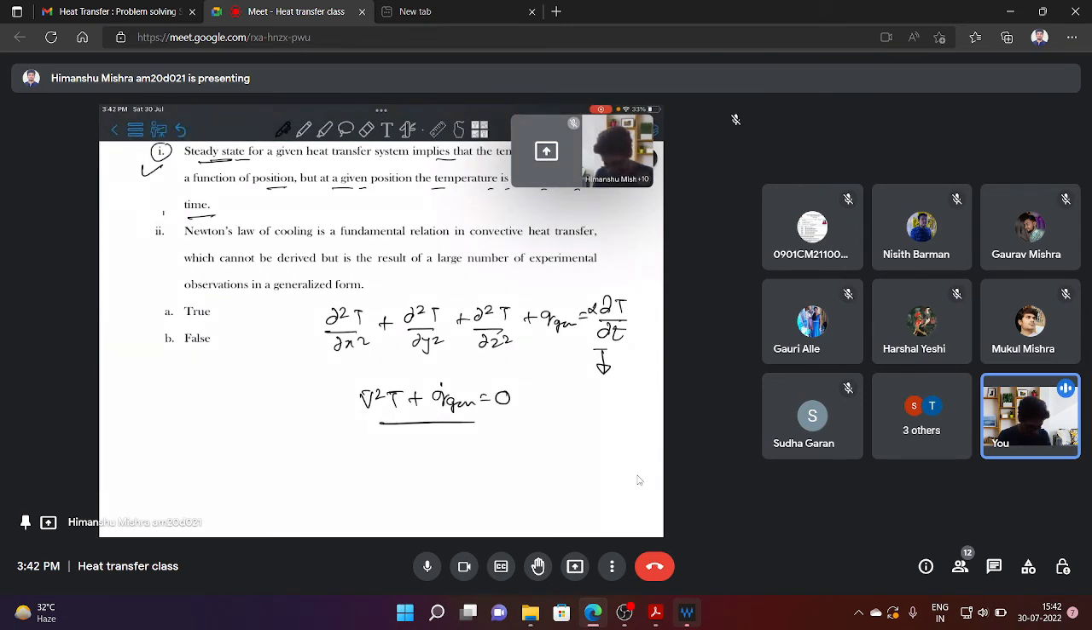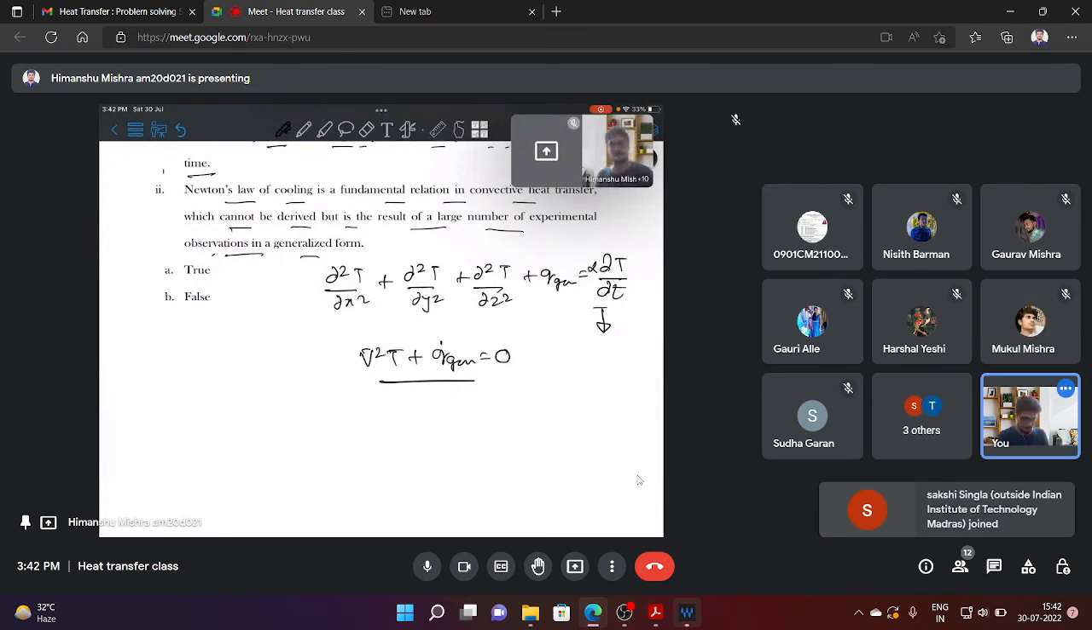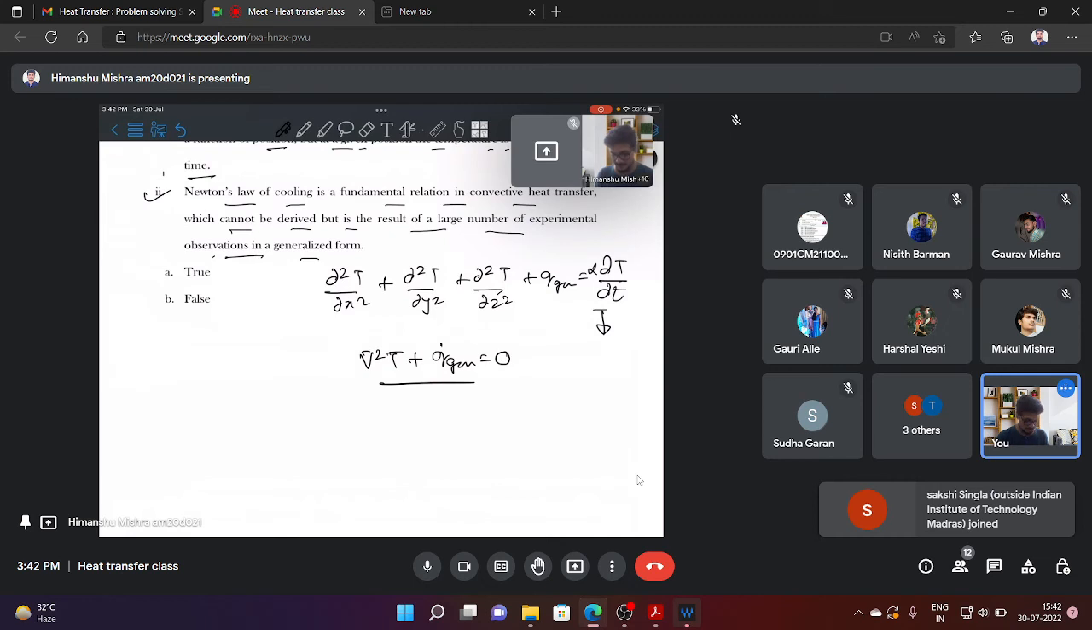The second statement tells us that Newton's law of cooling is a fundamental relation in convective heat transfer, which cannot be derived but is a result of a large number of experimental observations. So this I already explained in the first question, where Fourier's law and Newton's law actually come from experiments and not from any mathematical derivation. So both statements are correct. So here my correct option is true.